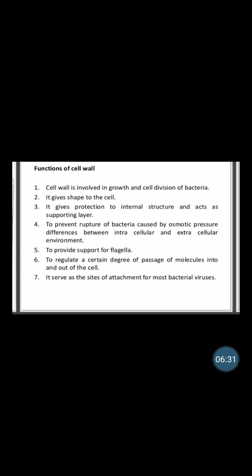Then we will see the functions of the cell wall. First function: the cell wall is involved in the growth and cell division of bacteria. It plays an important role in the growth of bacteria as well as cell division of bacteria.